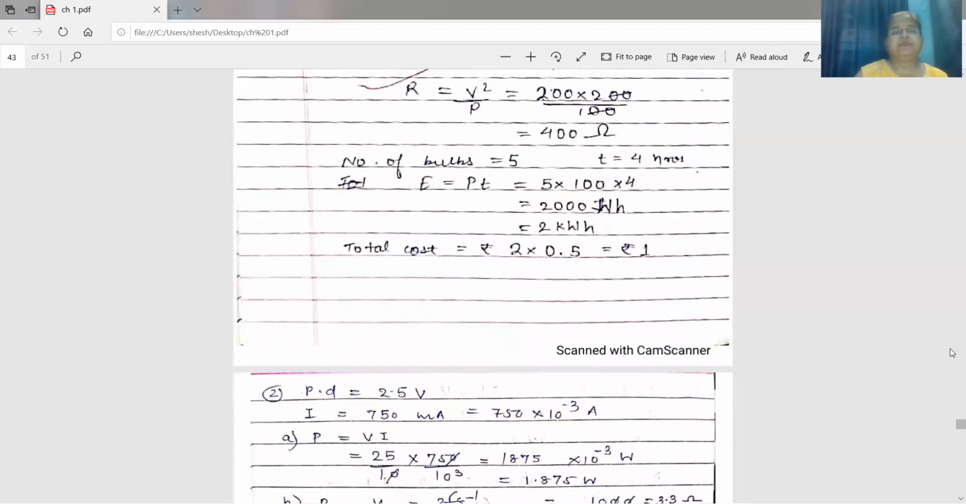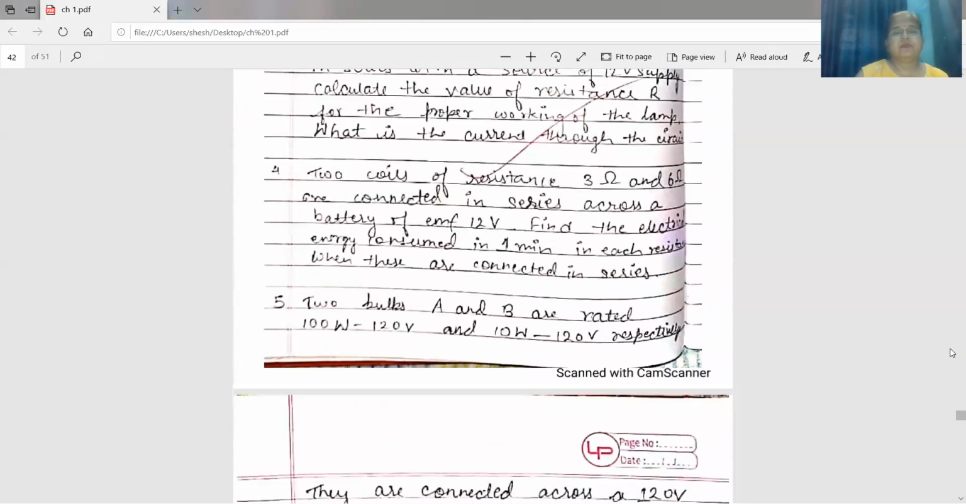Then number 4. 2 coils of resistance 3 ohm and 6 ohm are connected in series across a battery of EMF 12 volt. Potential difference of the battery is given 12 volt. Resistance of first coil is 3 ohm and second is 6 ohm. They are connected in series, so the total resistance is 3 plus 6, that is 9 ohm. Find the electrical energy consumed in 1 minute.